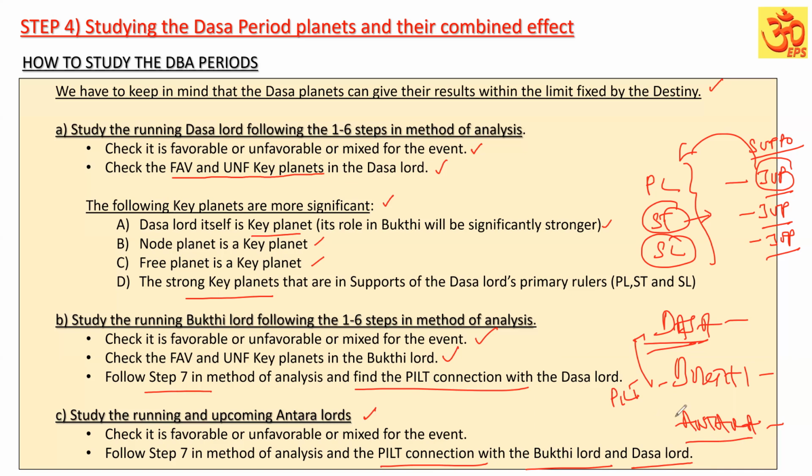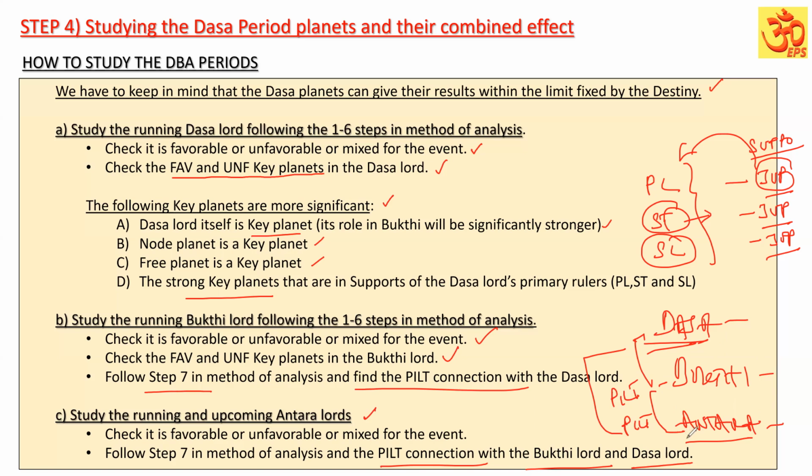And for Antara also, we have to study whether it is favorable, unfavorable, or mixed. Then the Pilt connection between the Antara and Bugdi, sometimes Antara to Dasa Lord also will be there. Based on this, we can understand the strength of Dasa and Bugdi and Antara, and their Pilt connection.